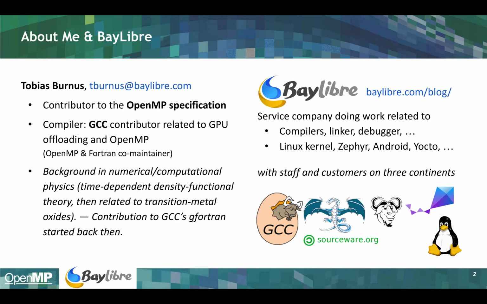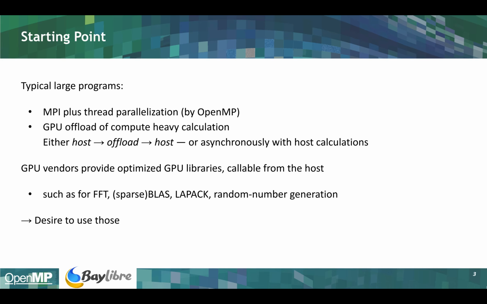Quickly about me, I'm contributing to the OpenMP specification, but I also contribute to a compiler, the GCC compiler, in the area of GPU offloading and OpenMP. And in my academic past, I was doing some number crunching related to physics, so I know the user side as well. I work for Libre, a service company paid for work on compilers, Linux kernel, Android, and the like. But let's start.